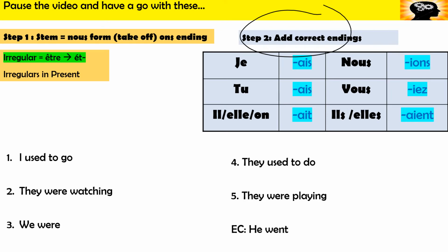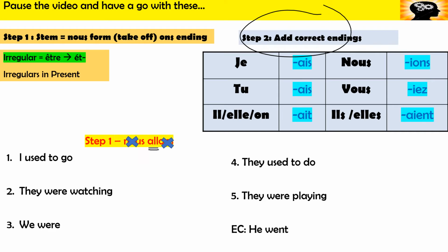So, numéro 1, I used to go. Okay, so I used to go. Really handy phrase. Step 1 then, we need to take the new form of aller. So, nous allons, we take the new form in the present tense, and then we get rid of the nous, we get rid of the ONS, and this is my stem. So this is the bit of the verb I need for the imperfect, A-double-L, al.